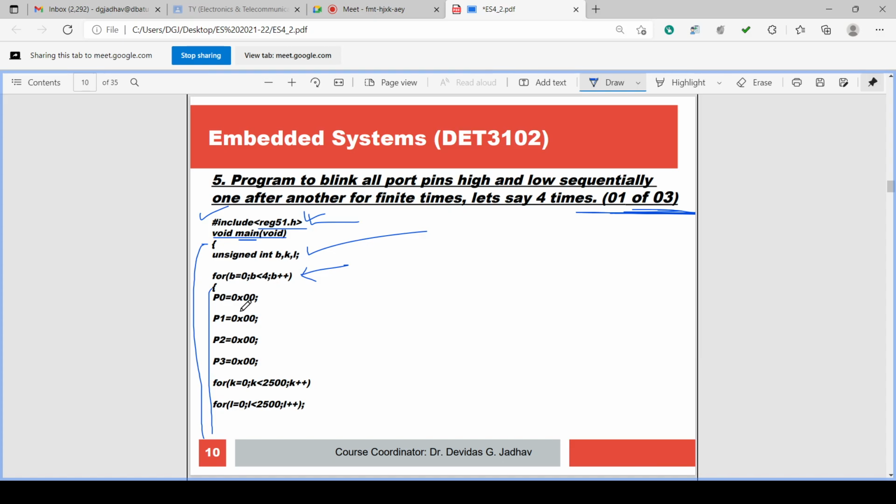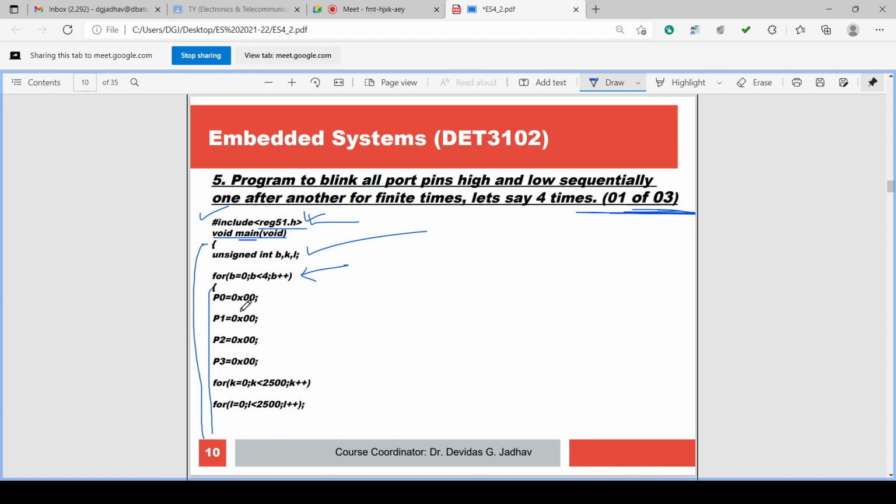So what is the construct or what is the instruction detail? Instruction is for, round bracket, b equal to 0 semicolon, b less than 4 semicolon, b plus plus, round bracket complete. So this for loop will execute 4 times. Okay. This for loop of b variable will execute 4 times.